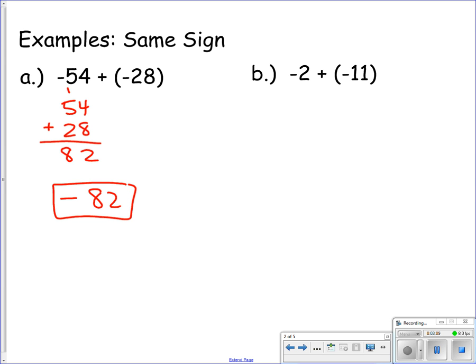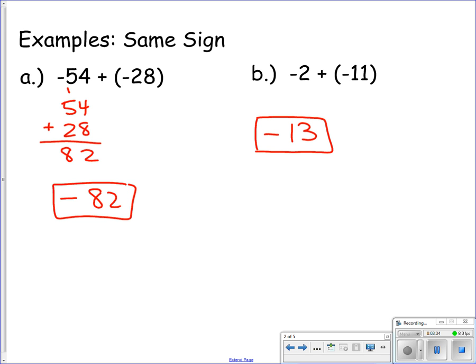For B, I have negative 2 plus negative 11. And notice I put parentheses around the negative so you can tell the difference between a negative sign and a minus. That's all that the parentheses are doing. All right, so they're both negative, they're common. So I'm going to do 2 plus 11, okay, which is 13. I think we can all do that in our head. And then since they're both negative, it's going to be negative 13. And that is my final answer.